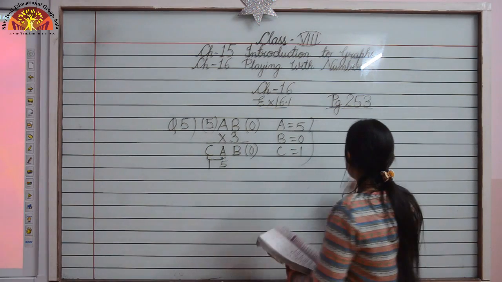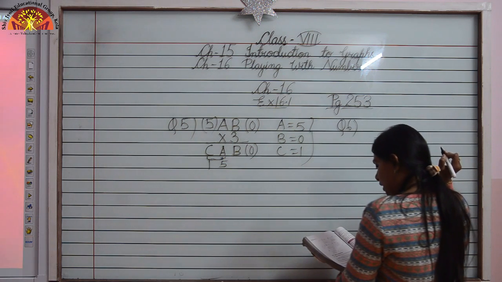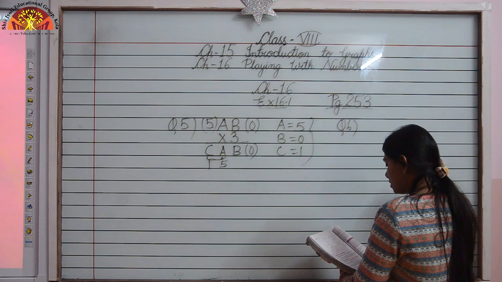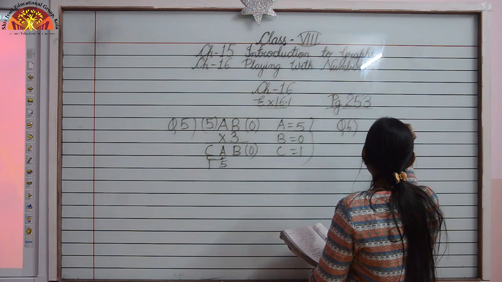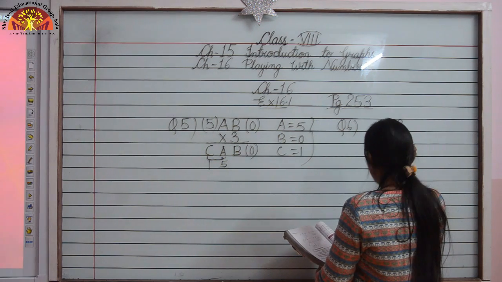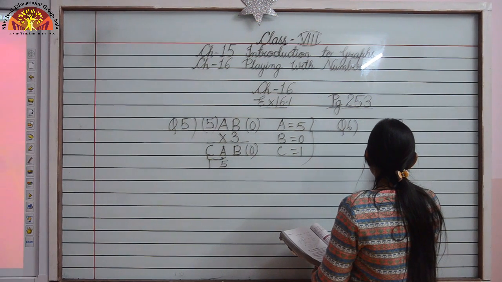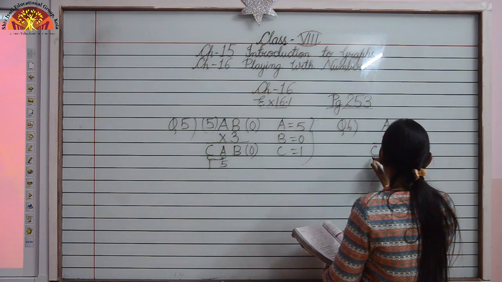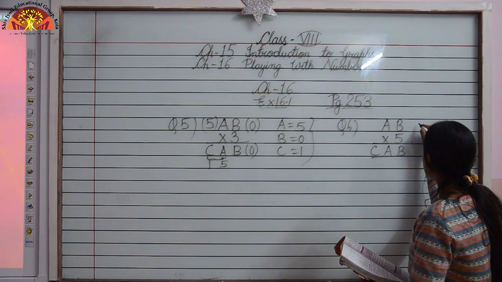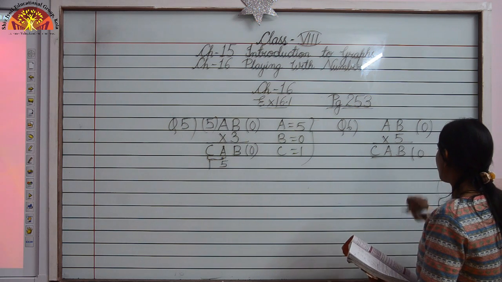Now just see question number 6. Now you can just see over here, again there is a multiplication. Suppose I am taking AB into 5 and your answer should be CAB. Okay, now just suppose I am taking B is equal to 0. So 5 into 0 is 0.